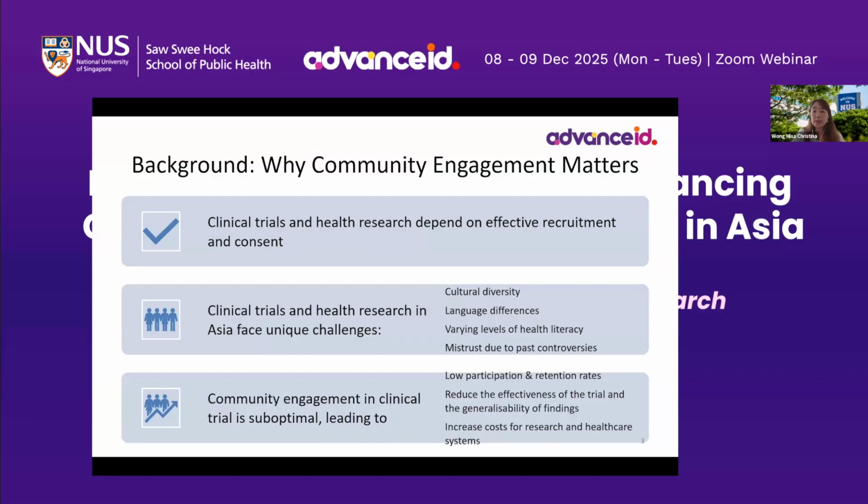is important. And also in Asia, community engagement in clinical trials has often been suboptimal, leading to low clinical trial participation and also low retention rates. And this not only threatens the scientific validity of trials, but it also increases costs in research and healthcare systems.